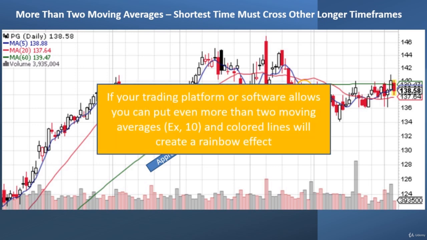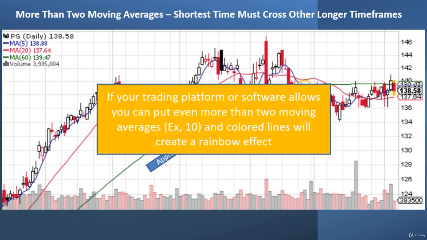Another thought too is if your trading platform or software allows, you can even put more than 2 moving averages on there, or 3 or 4 or however many you want. You can even go as high as 10, depending on the trading platform. A lot of them top out at 10 or at 3. But if you can put a whole bunch of them on there, you'll get this colored line effect that creates a rainbow. Your shortest time frame will move through the rainbow, and some people like that.